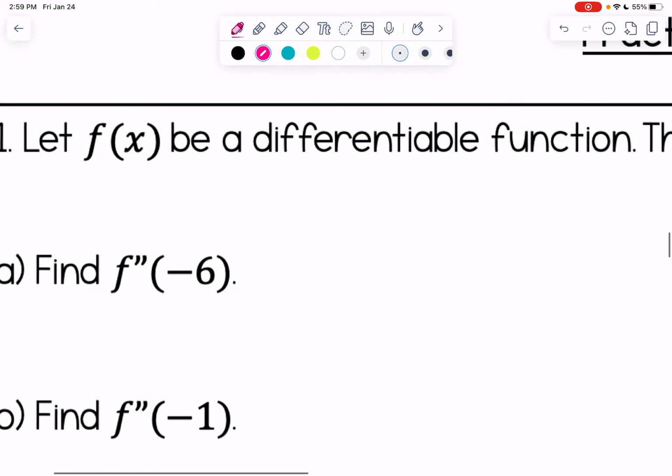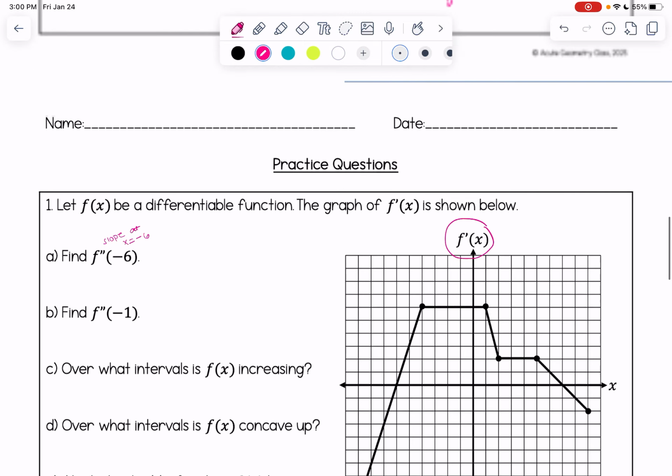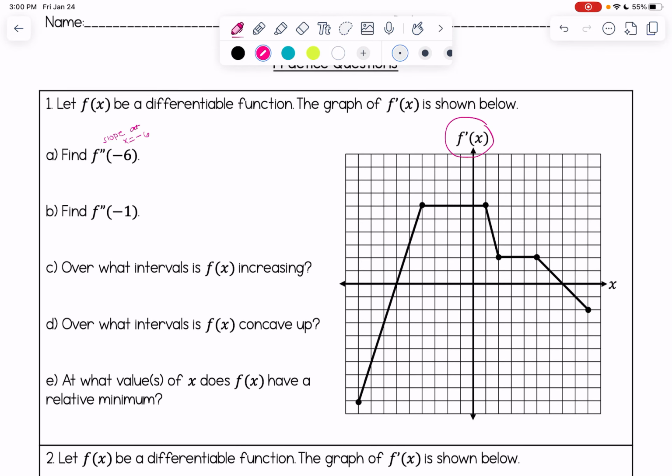I like to put a little note to myself first. So this is really telling me if we're given f prime of x on the graph, this really means I want the slope, the rate of change. That would be the derivative of the derivative, or the second derivative, at x equals -6. And if I zoom out here and I look at -6, okay, so -6 is here, I can see that the slope is going to be +3. The rise over run is up 3 over 1.